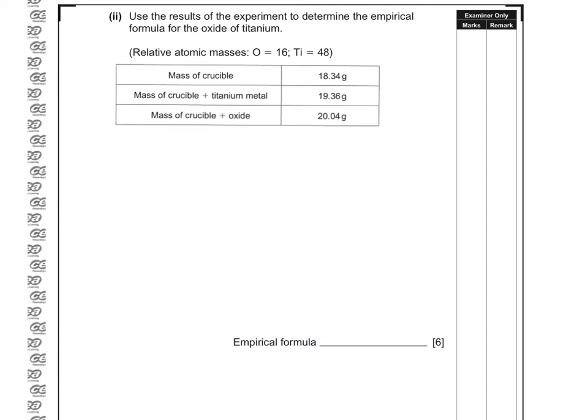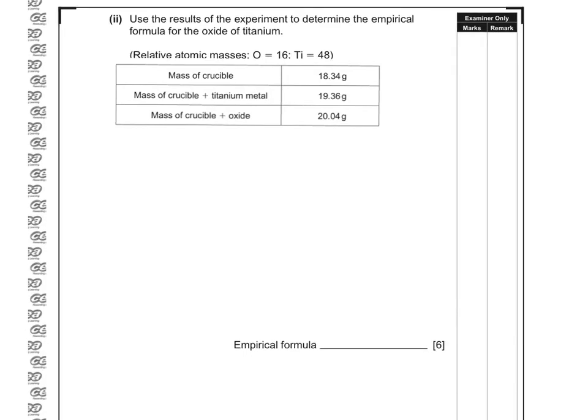Now we have to work out the empirical formula, and the formula is basically how many moles of each element is present. So if we take a look at this one, we've got titanium, oxygen, and what we're trying to do is work out how many moles of titanium there are and how many moles of oxygen there are per titanium oxide. So we're using this data. We need to work out the mass of the titanium and oxygen.